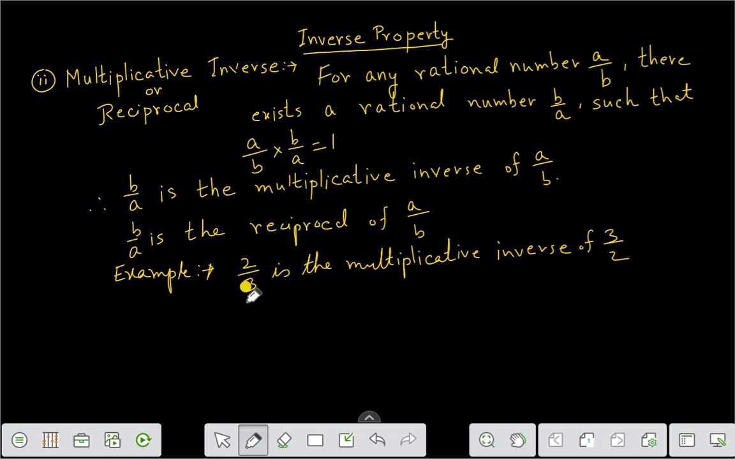Also you can say that 1 by 3 is the multiplicative inverse of 3 by 1, right? Or you can say it also as reciprocal, right?